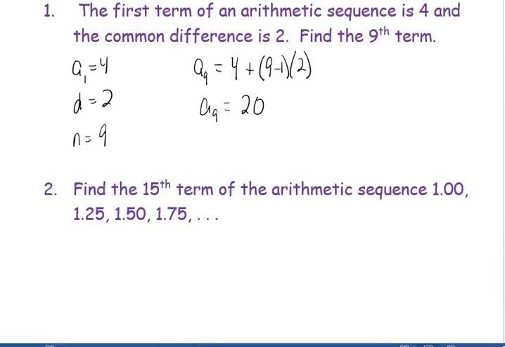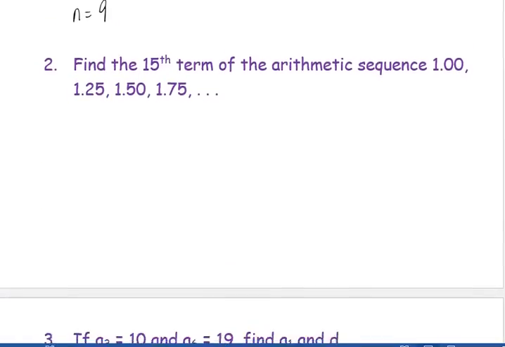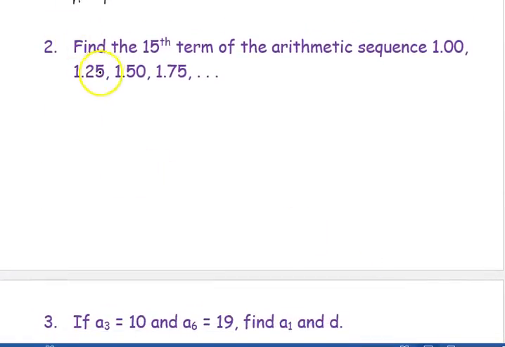Alright. For the second one, we want to find the 15th term of the arithmetic sequence 1, 1.25, 1.5, 1.75, so kind of like money, thinking like that. So we want the 15th term, which would be n is 15. We know the first term is 1, so that's a sub 1. And our d, if you figure out what we're adding, 0.25 each time. So 0.25 is our d.